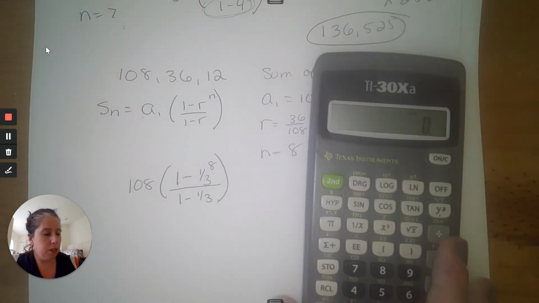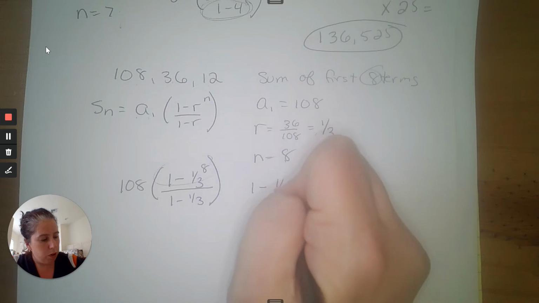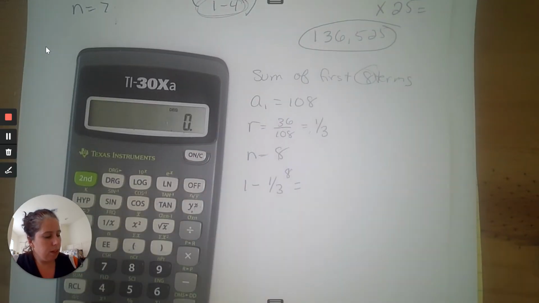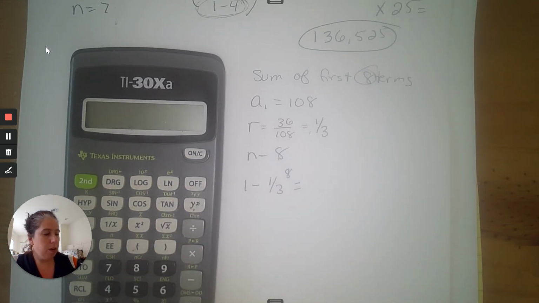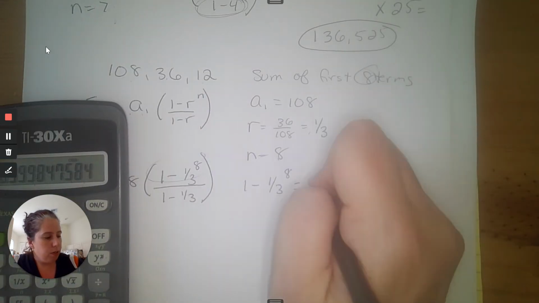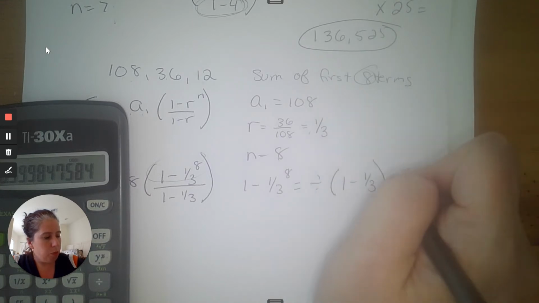All right, so we're going to do the top part first, right? So we're going to go 1 minus 1/3, raise it to the 8th power, and hit equals. Okay, again, if you have a decimal, don't use it. Leave it alone and just keep going. Now we're going to divide it by parentheses 1 minus 1/3. Close the parentheses and hit equals.